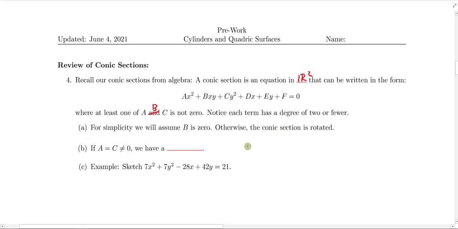Otherwise, what we would have is a rotated conic section, like a rotated ellipse in the xy plane, and we usually don't want to deal with those, so we'll just assume b is 0. So careful, a and c cannot both be 0.